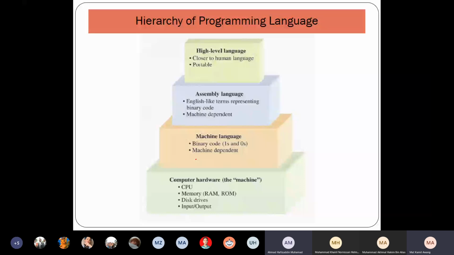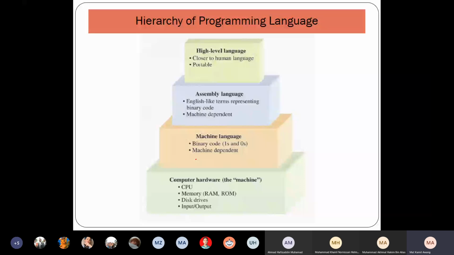What kind of programming language do you know? Python. Okay, that is actually a high-level language. So that is a high-level language. So it's closer to human language.